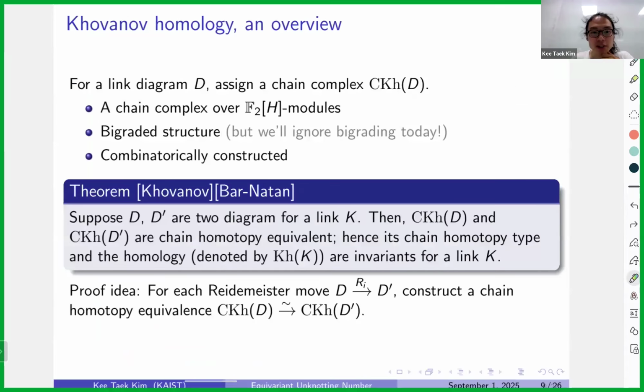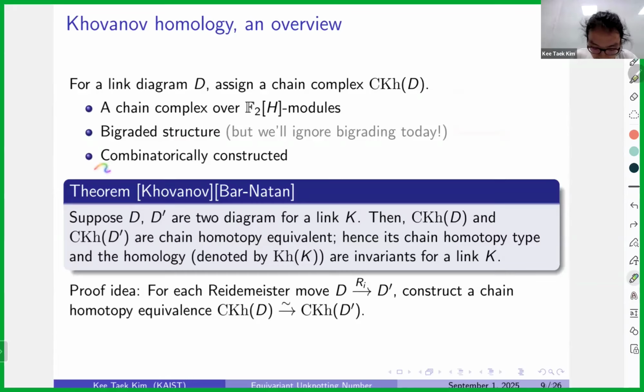Now let me introduce the tool that I used. This is called Khovanov homology. For a given link diagram D, we assign a chain complex KhD. This is a chain complex over F2 modules, and it has a bigrading structure. It has a homological grading and a quantum grading, but we don't consider this bigrading today.